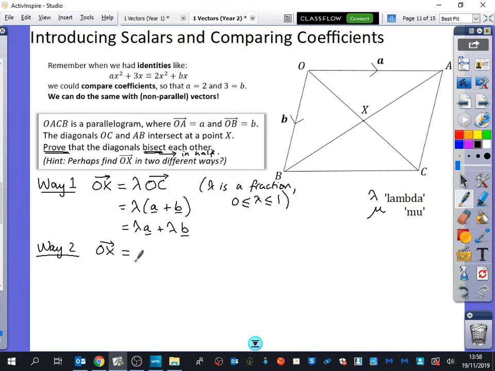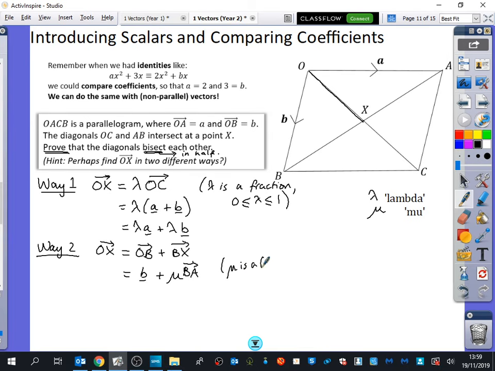You want me to go from O to B? The one that we did was OAC. We just did this pathway for the first one. Okay, we're going to do OB plus BX. Now OB is just B. Now BX is some fraction along the line of BA.